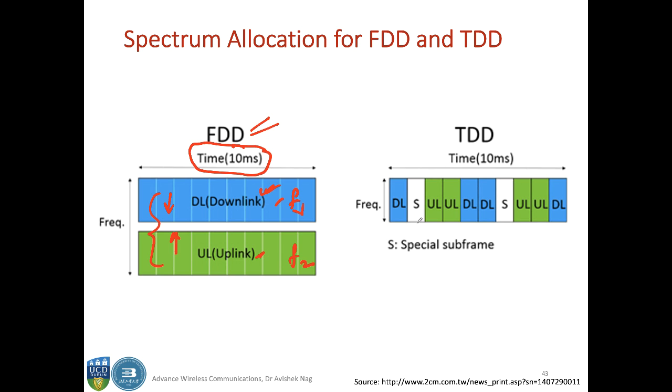For TDD, you are using different parts of this time frame. You are using the same frequency, so the frequency remains the same, but you are using different parts of the time frame for downlink and uplink. You are using this part for downlink and then this part for uplink, etc. And then this S denotes some special subframes. We will see what those are later.